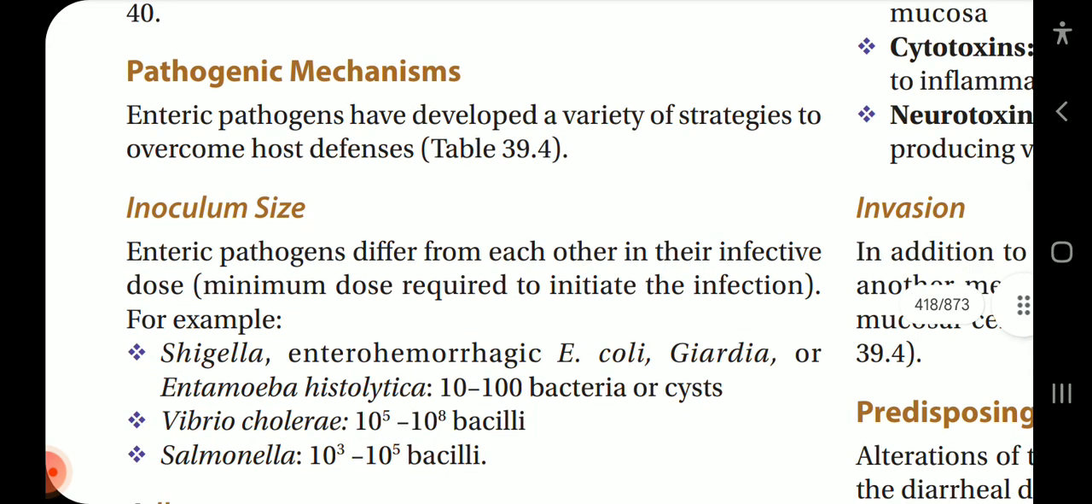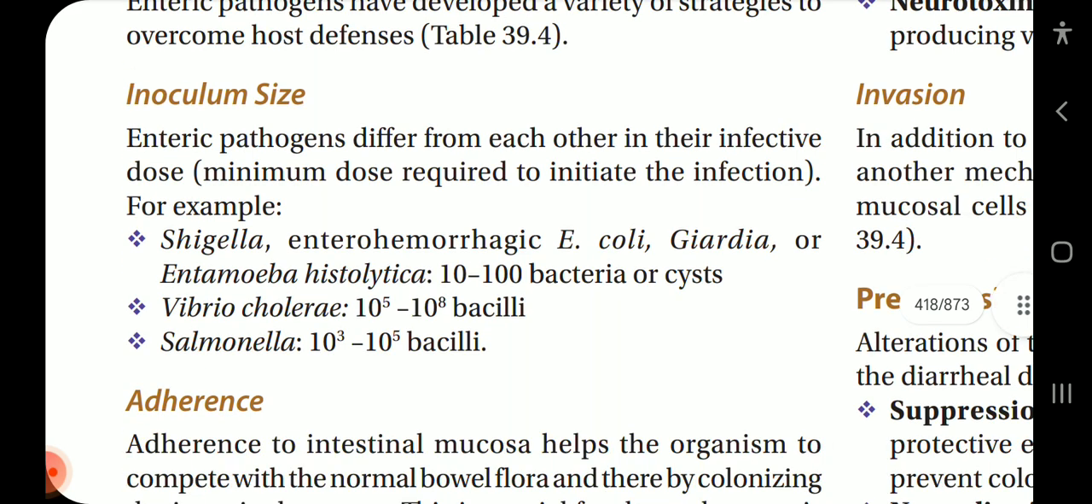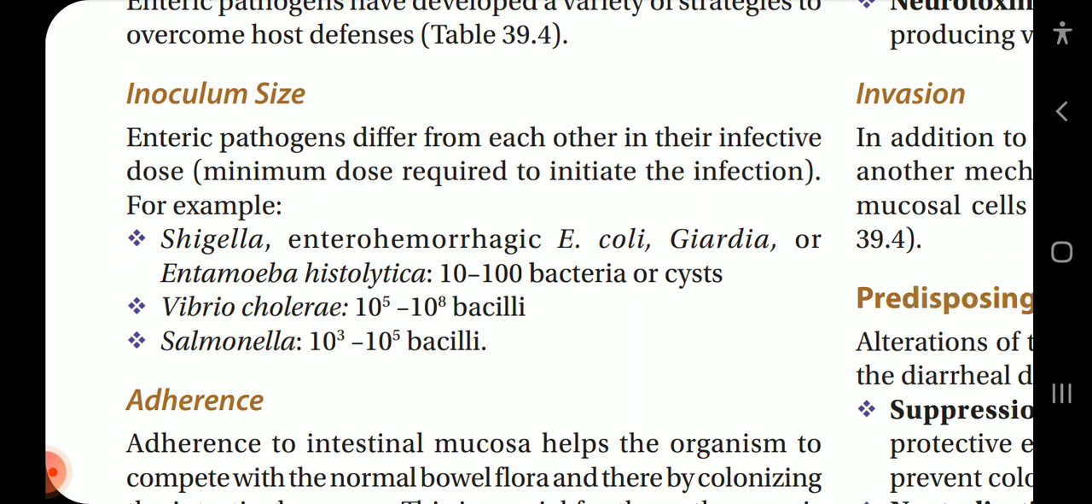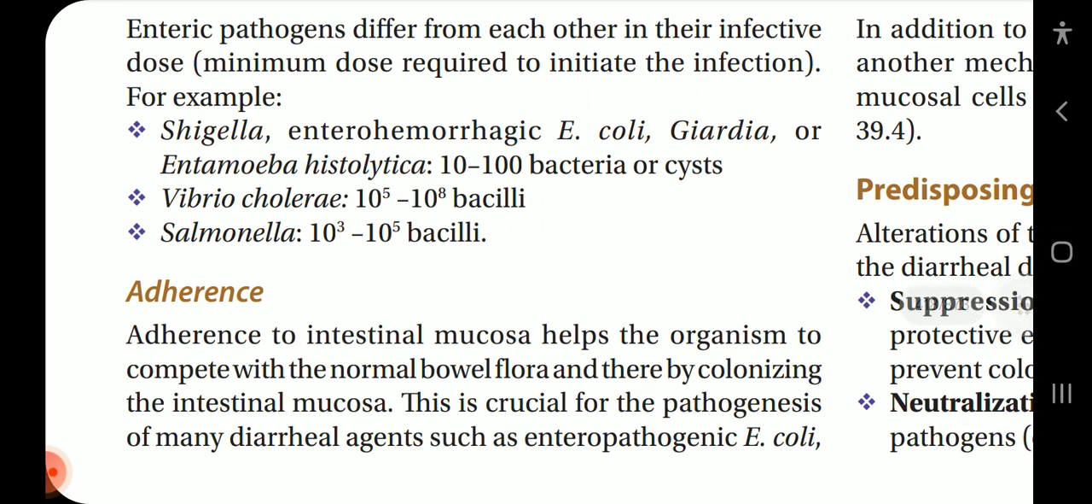The pathogenic mechanisms. Enteric pathogens have developed a variety of strategies to overcome host defenses. Inoculum size: enteric pathogens differ from each other in their infective dose, the minimum dose required to initiate the infection. For example, for Shigella, enterohemorrhagic E. coli, Giardia, and Entamoeba histolytica, 10 to 100 bacteria or cysts are sufficient. For Vibrio cholerae, 10 to the power 5 to 10 to the power 8 bacilli. For Salmonella, 10 to the power 3 to 10 to the power 5 bacilli.